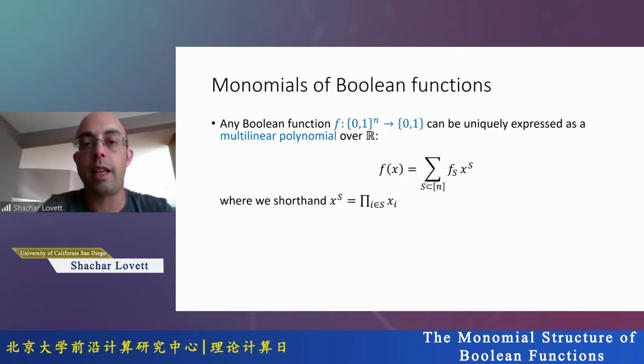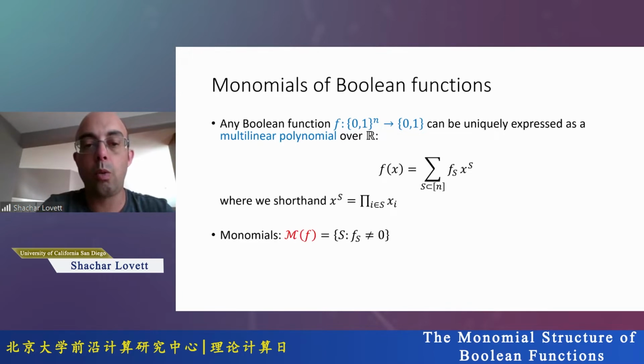And it's a fact that any Boolean function can be written in exactly one way, in a unique way, as a multilinear polynomial over the reals. Multilinear means that every variable appears with degree 0 or 1 in every monomial. So you never have something like xi squared, because over 0, 1, any variable squared, xi squared, is the same as xi. So there is just one way of writing it.